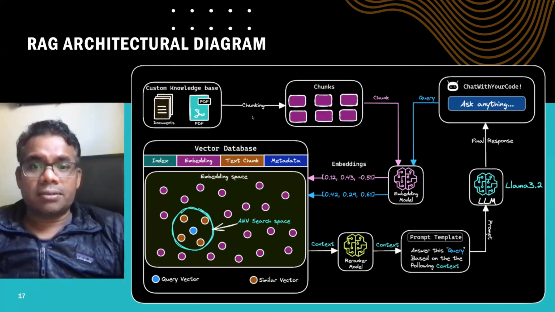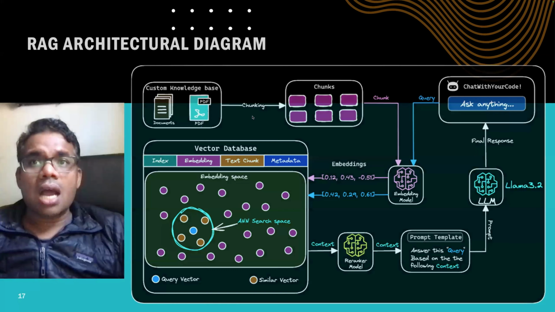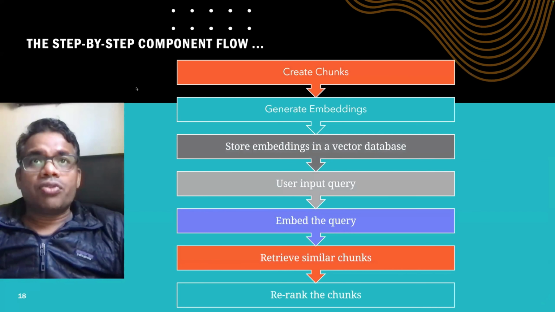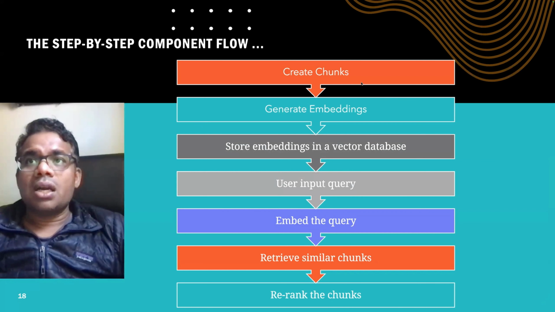If you think of the flow of the components, it looks like this. First, we are going to create the chunks out of the new data we are trying to provide or search. Then we generate the embeddings out of those input chunks we got. Then we'll store the generated embeddings into some vector database.